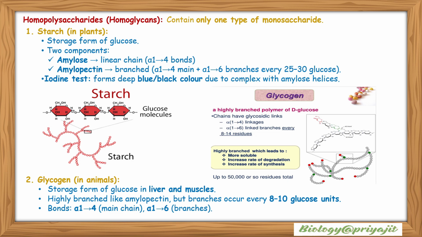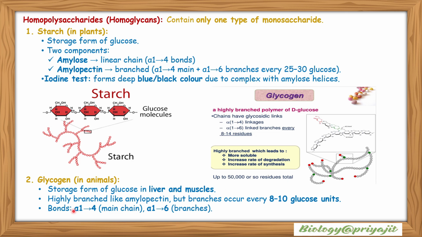Now, the storage polysaccharide in animals is glycogen. It's a highly branched polymer of D-glucose. Its chains have glycosidic linkages. It's a storage form of glucose found in animal liver and muscle cells. It is highly branched like amylopectin, but branches occur every 8 to 10 glucose units. Bonds are shown here.